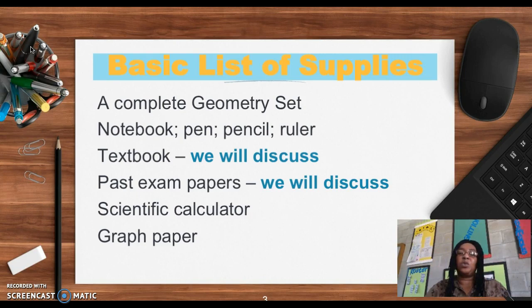Again, we will discuss with reference to the graph paper, when you will need to have those papers, and how we are going to work out using it. So do not focus on getting any graph paper at this stage. We will discuss further. Okay?